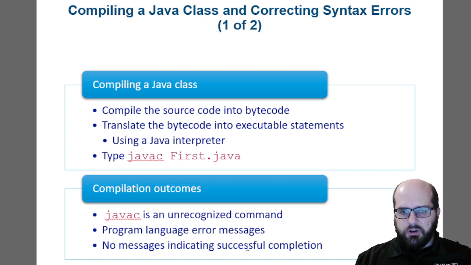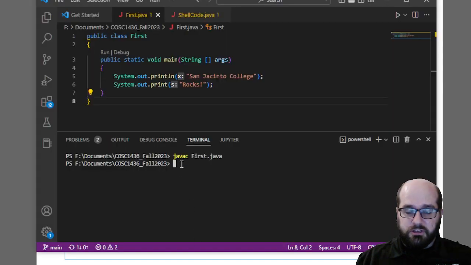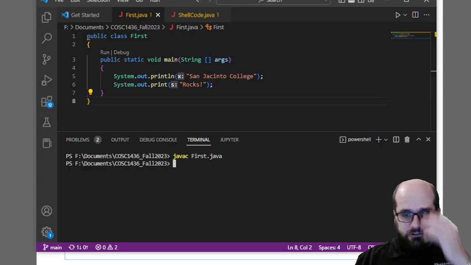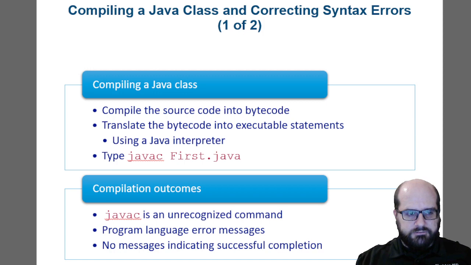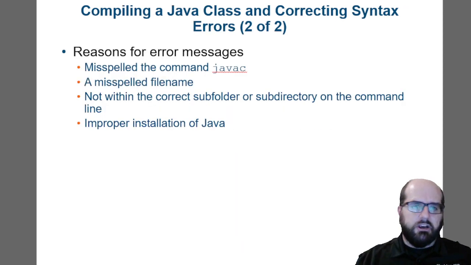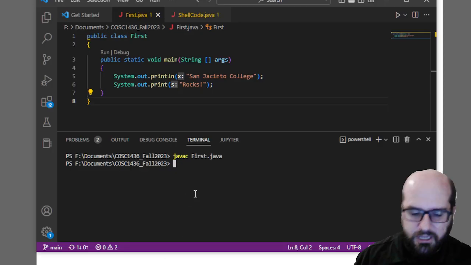You might get a programming language error message or no messages, and actually if you get no messages, that means it's successfully completed. So you see my window here, this completed correctly because I got no messages, right? So the reason for error messages, did you misspell the command javac? Let me show you what that looks like.